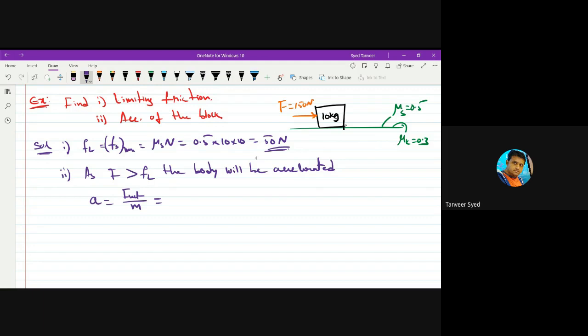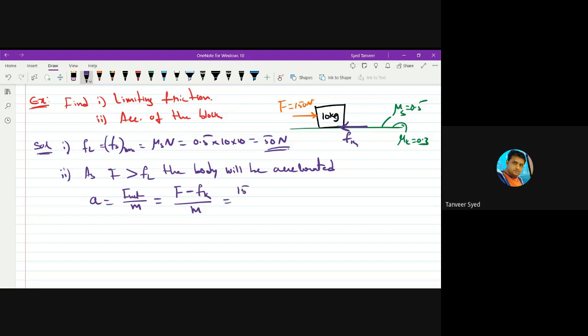If you look at the 10 kg block, 150 Newton is acting towards right, and friction, which friction? Kinetic friction is acting towards left. When the block starts to move, static friction disappears and kinetic friction comes into action. So kinetic friction will be active during acceleration of the block. So what will be the net force?